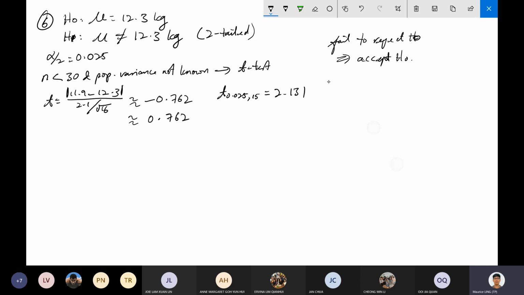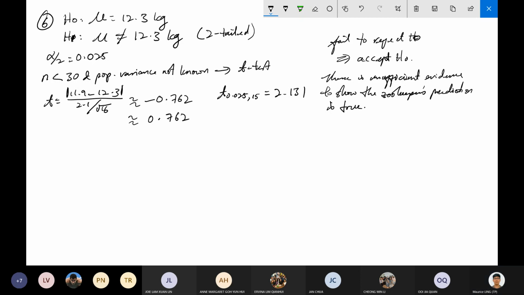It means that there is insufficient evidence to show the zookeeper's prediction is true. So it means that the zookeeper's prediction is not true.